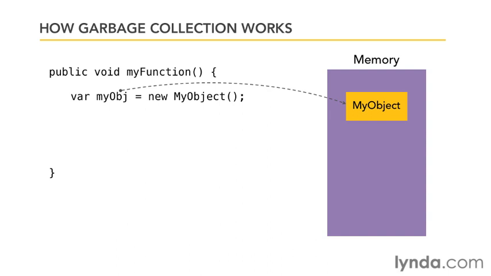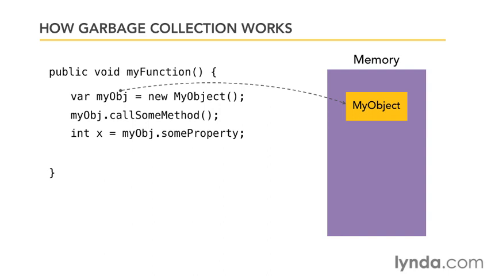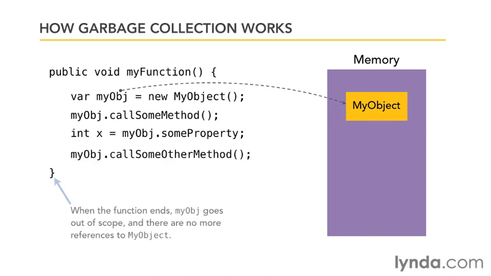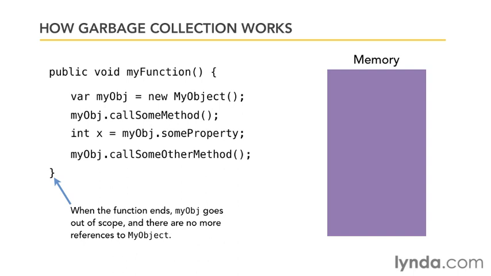Now, you can go and do a bunch of things. You can call a method. You can set a property. You can call some other method. But when that function ends, that myObj variable is going to go out of scope. And at that point, there are no more references to my object because that variable is gone now. That little reference line disappears. And the garbage collector comes along and says, hey, no one's using that thing anymore. I can just return that object back to the memory pool.